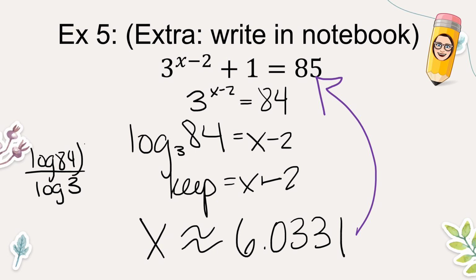Okay, so practice typing that back in. Do you know how to do that? 3 to the, we want the ANS key, minus 2, and then get that big plus 1. Right? If you need me to show you that in person, let me know.